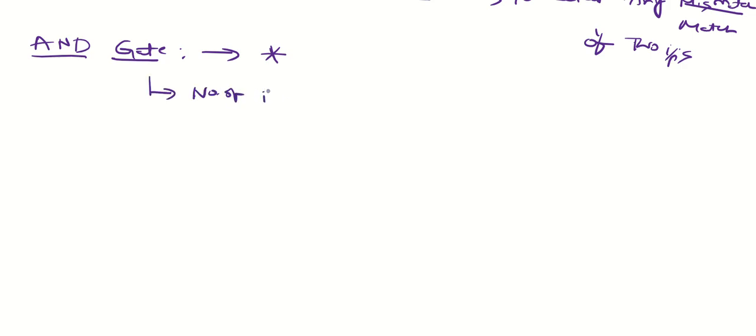Let's see. The first gate is the AND gate. As I told you, the AND gate is used to implement multiplication. Any gate has a number of inputs, but it has only a single output. That means n number of inputs, but only a single output. This is the standard rule for the implementation of logic gates.